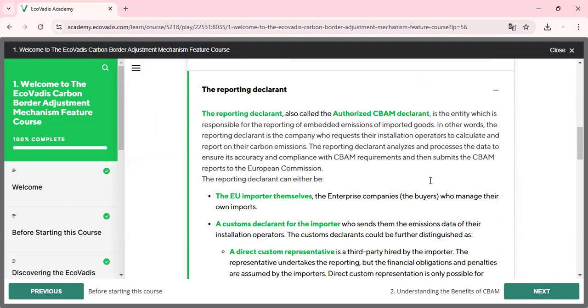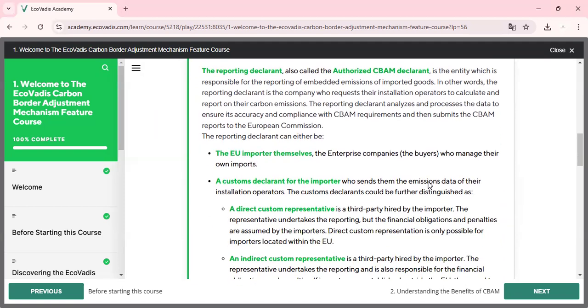The reporting declarant, also called the authorized CBAM declarant, is the entity which is responsible for the reporting of embedded emissions of imported goods. In other words, the reporting declarant is the company who requests their installation operators to calculate and report on their carbon emissions. The reporting declarant analyzes and processes the data to ensure its accuracy and compliance with CBAM requirements, and then submits the CBAM reports to the European Commission.